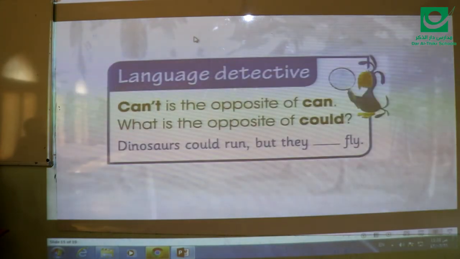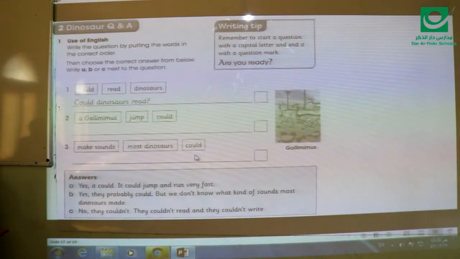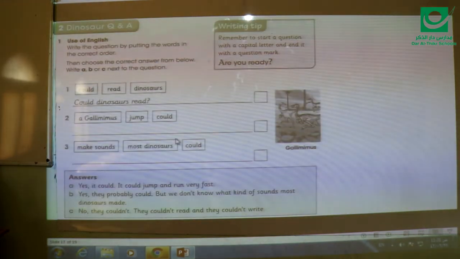Yes. Okay, now I want to tell you something fast. Can't is the opposite of can. So what's the opposite of could? Yes, couldn't. You are right. So the opposite of could is couldn't, and we use could to refer to the past.